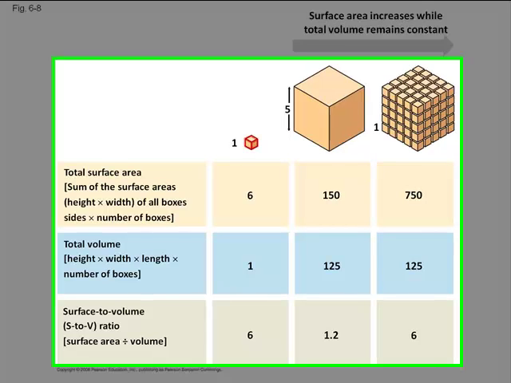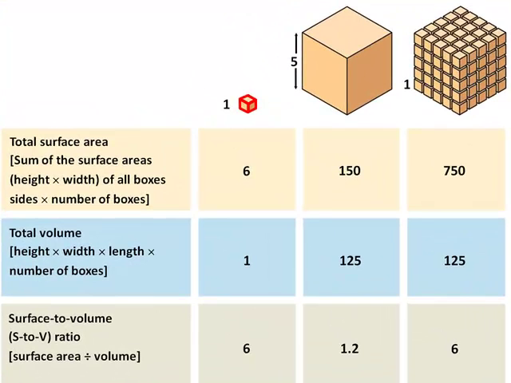With this first block, we'll say that we have a total surface area of 6 and a volume of 1. Now, if we increase the surface area of each side by a factor of 5, as in going from this first block to this second block, then our total surface area does increase, but we also increase our total volume 125 times greater than the first block. So in order to get that surface area increase, we had to increase the total volume dramatically.